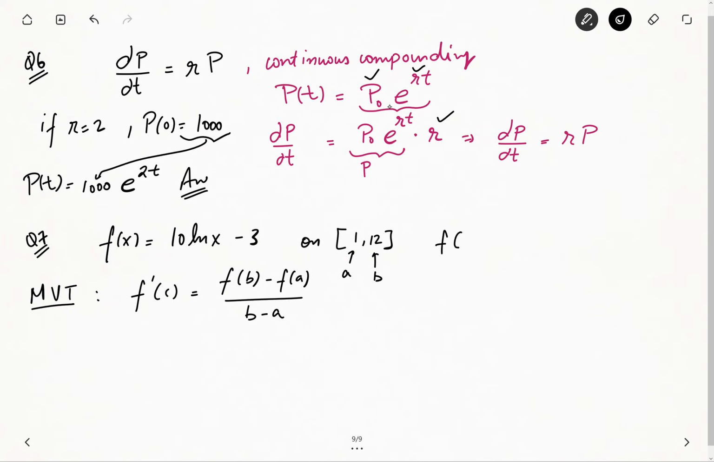So if you compute the value of f of b, you get f of 12. When you plug it into the main function, you get 10 ln of 12 minus 3. Similarly for f of a, when you compute it, you plug in f of 1. What do you get? You get 10 times ln of 1, and ln of 1 is 0. So what you effectively end up with is 0, and then minus 3.